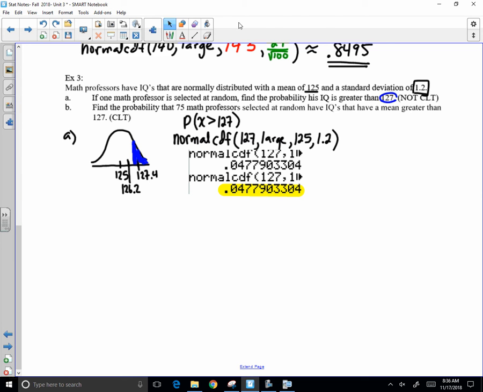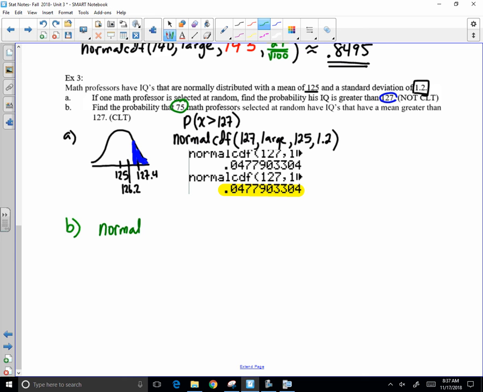So, part B, that's where it becomes CLT, central limit theorem. Now we're getting groups of 75. All right, so the setup is the same. I would draw pretty much the same diagram. I mean, it would look different based off of my standard error.